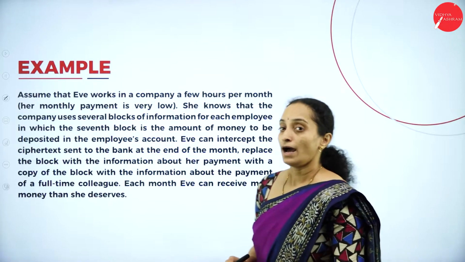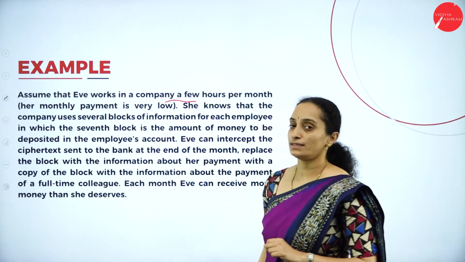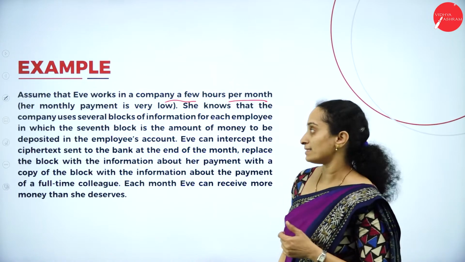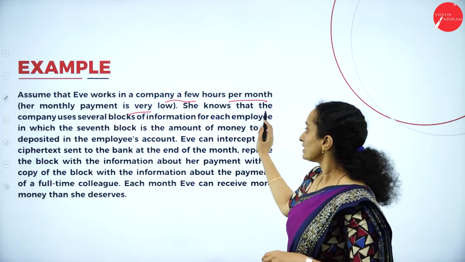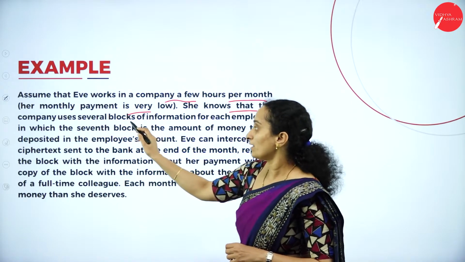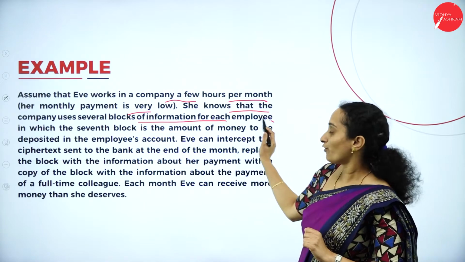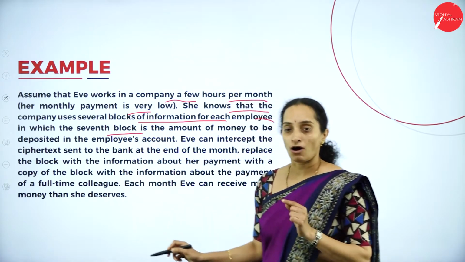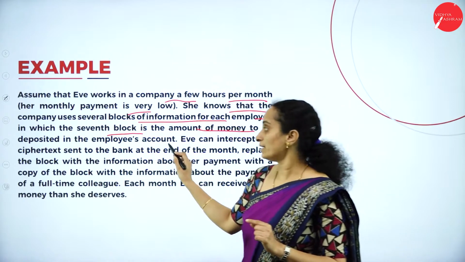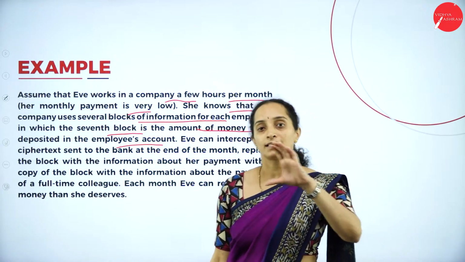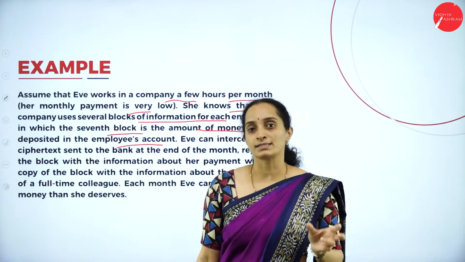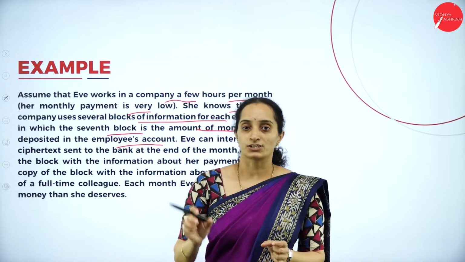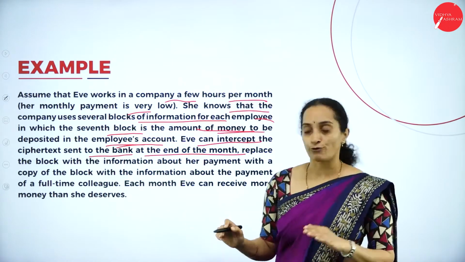Alright. Another thing is, assume that Eve works in a company. The example given is, an attacker in a company is working on an hourly basis and the monthly payment is very low. She knows that the company uses blocks of information for each employee. Each employee's details are stored in the form of a block, in which the 7th block is the amount of money to be deposited in the employee's account. The database details are taken in the form of a table or a list, where one column contains the employee number, the next column the employee name, then employee designation, employee basic salary, DA, and TA of the month.